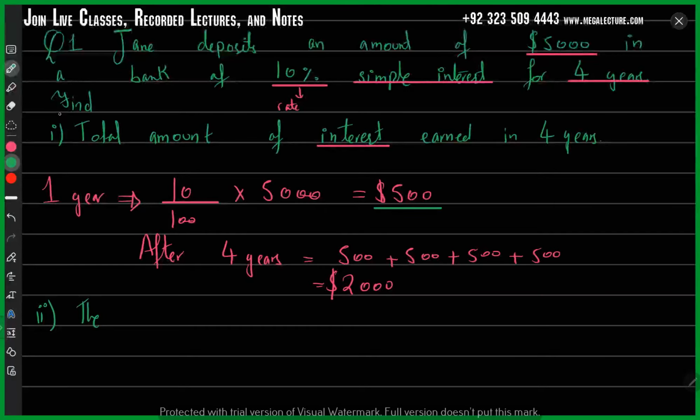Find the total bank balance. So it was 5,000 in the beginning and this much was the interest. So just do your working and tell me quickly.